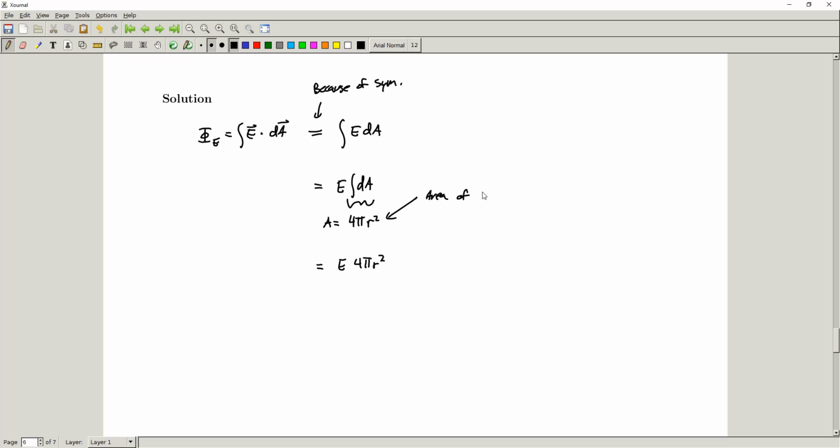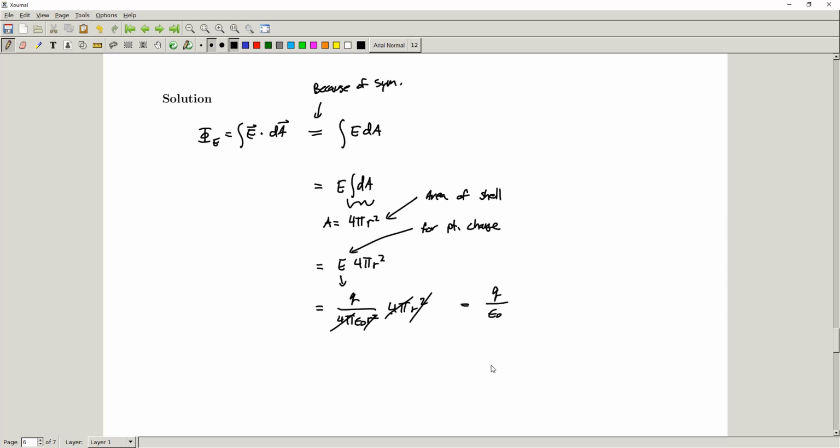area of our shell, and E here is for a point charge. And we know that for a point charge, we can just write the electric field as Q over 4 pi epsilon naught r squared, right? And so this is our E, and we still have this 4 pi r squared over here. A lot of this stuff cancels out. We can cancel out the 4 pi here, the r squared cancels, and we're left with Q over epsilon naught, okay?